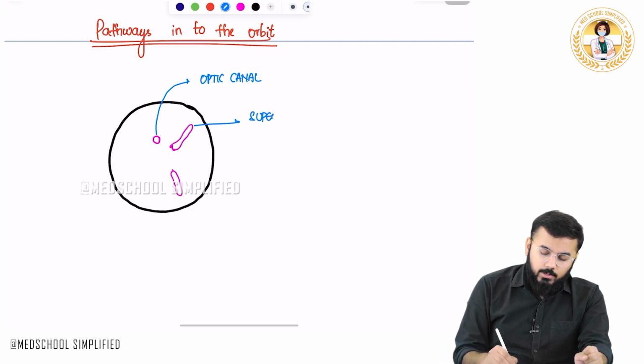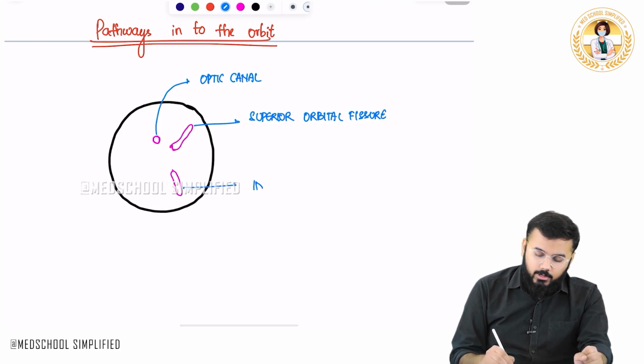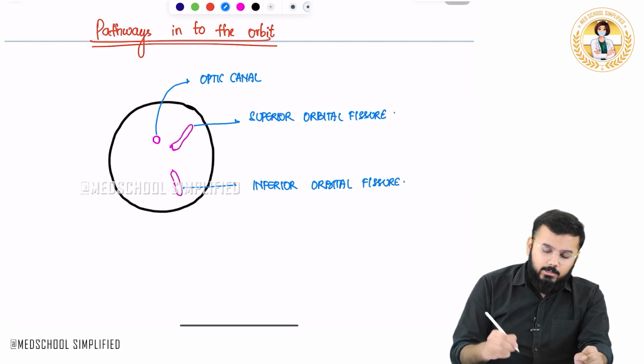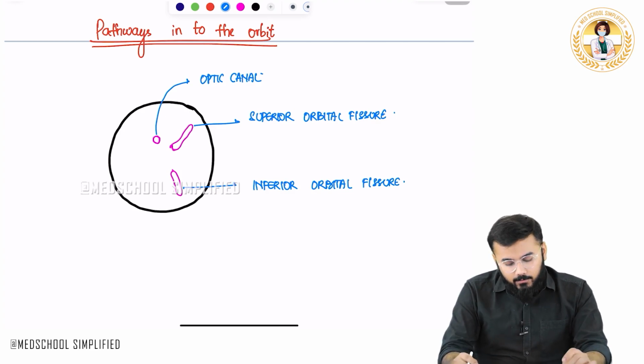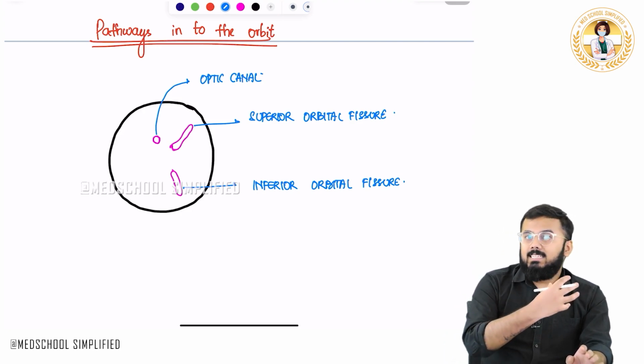After the superior orbital fissure, this fissure over here is called as your inferior orbital fissure. So, two fissures you have got. One is called as a superior orbital fissure, another one is called as the inferior orbital fissure. So, with the help of these fissures only you are able to send some structures inside.